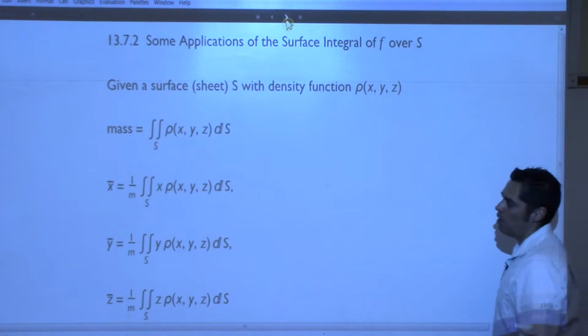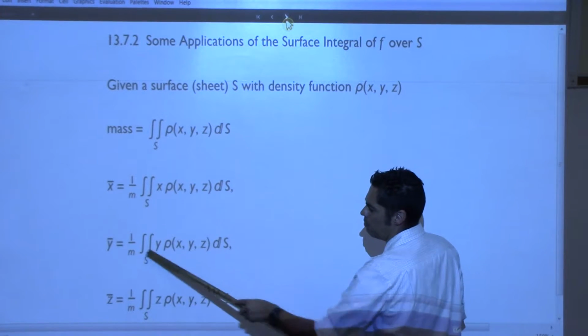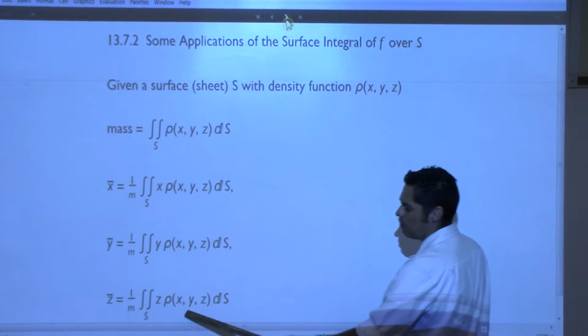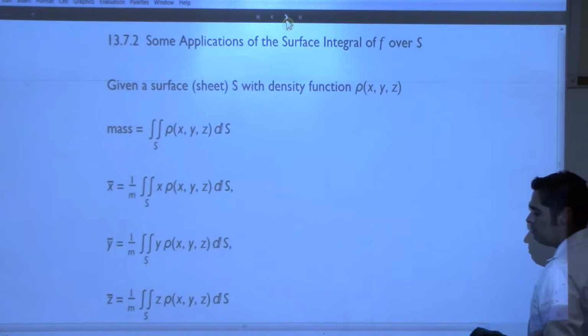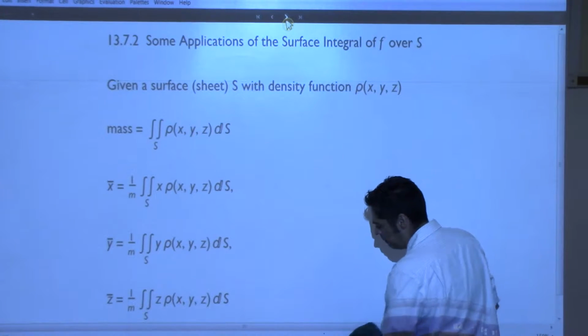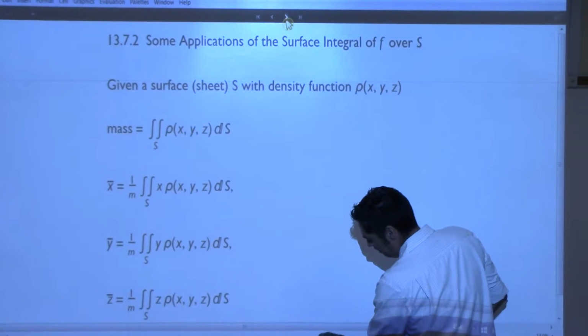And then to get x bar, we do this. To get y bar, we get this. And then to get z bar, we do this. So this is all just extending off of things we've done. And so really, what we have in summary for calculus, right? I always want to erase that. It's not ever going to come off.